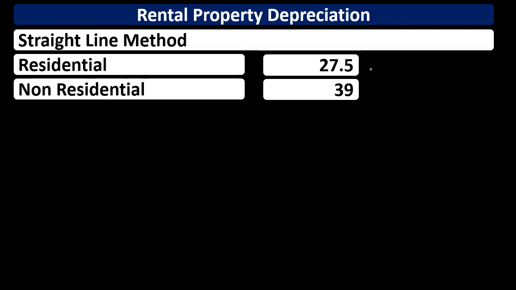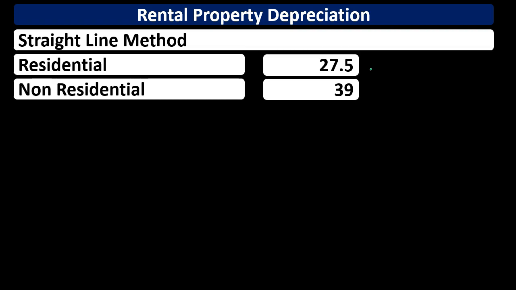In other words, if we buy the building just for the rental of it, then we have to take the cost of that building, in essence, and allocate it over 27.5 to 39 years, long time. And we have to do that with a straight line method rather than having some kind of accelerated method.